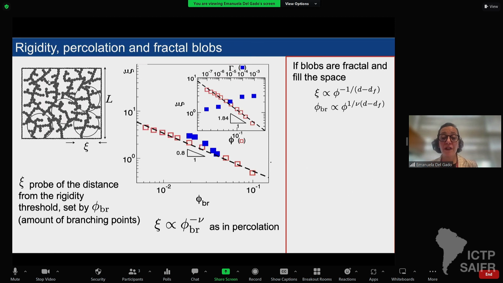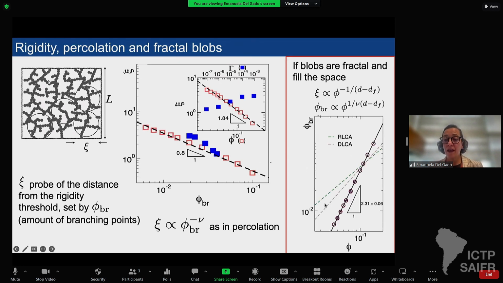On the other hand, if this is true, and if xi is indeed the correlation length of my system as I approach the rigidity threshold, as phi br goes to 0, this implies that there should be a relationship between the amount of branching points and the amount of particles in my system that is described by this type of scaling. And indeed, if I use the nu that I have obtained from here, and the df that I have estimated on the basis of my box counting scaling, then I obtain this type of prediction, and these are the data that I measure from my simulation.